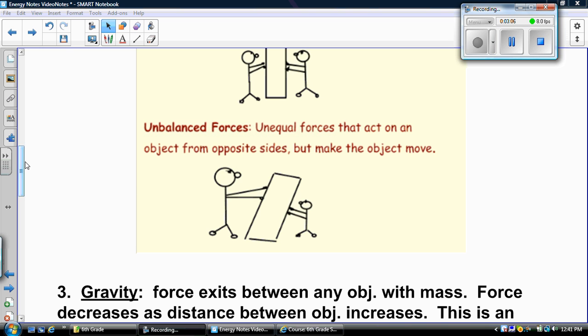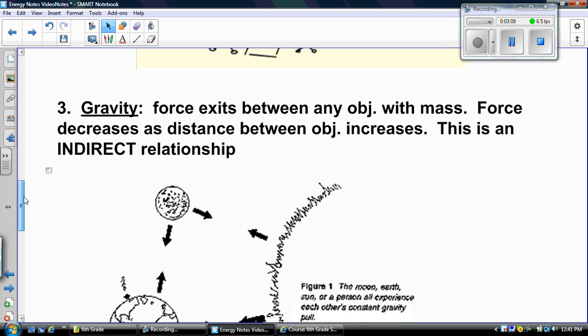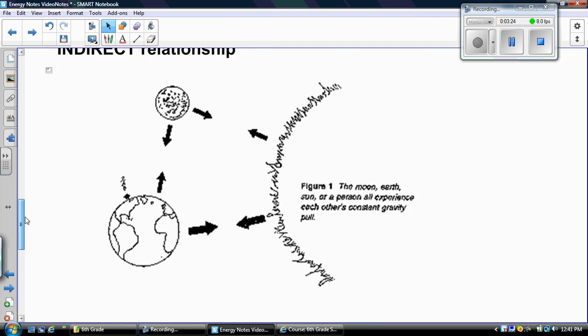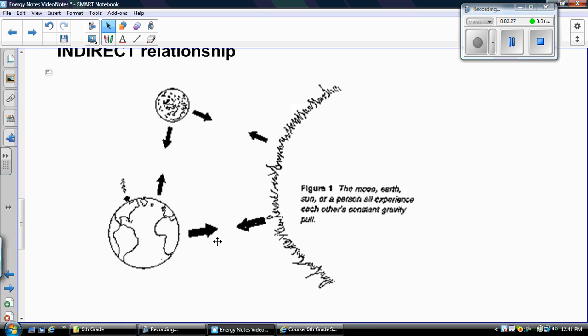So now let's look at types of forces. Gravity is a force that exists between any objects with mass. Gravity decreases as the distance between objects increases. This is called an indirect relationship. If you take a look at this picture, the farther away a planet is from the sun, the less gravitational pull there is. Planets that are farther away, like Saturn and Uranus and Neptune, are farther from the sun than Earth is, so they don't have as strong a gravitational pull to the sun as Earth does.